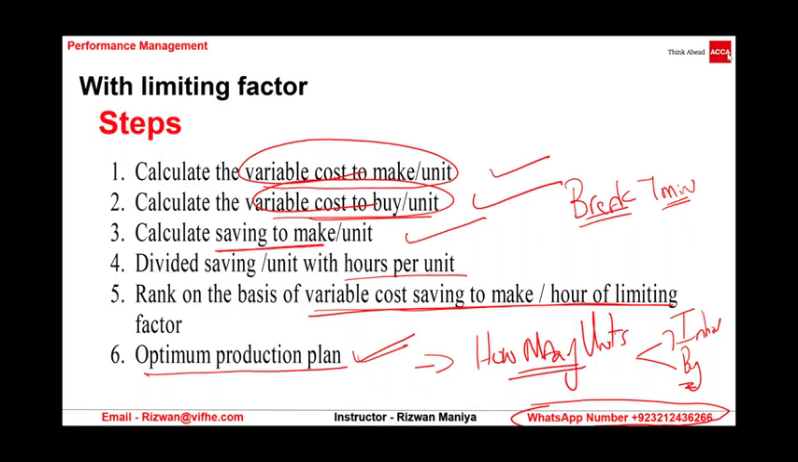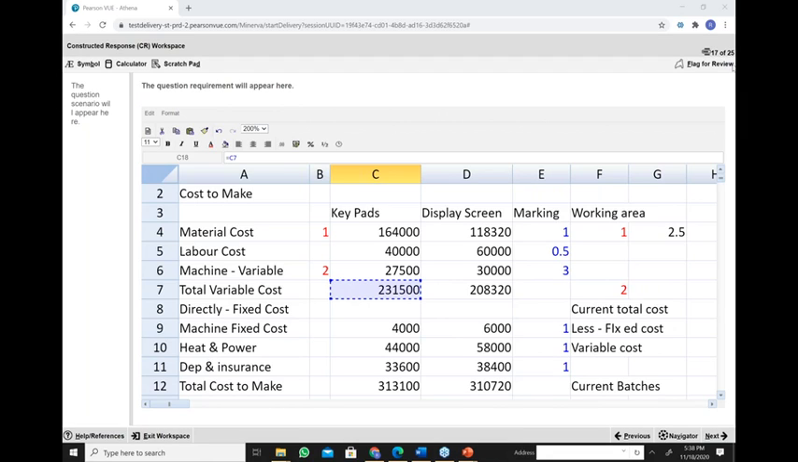I've shown you the presentation of everything very clearly. I hope the marking scheme and things are clear. Now let's start with keypads and display screens. Step 1, let's keep in mind the steps. Variable cost to make per unit is what I need to work out. It's very easy because I've already separated the variable cost. See, this is what I've done here. Separated the variable cost.